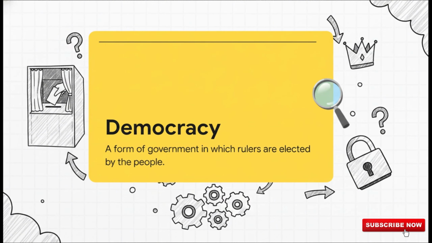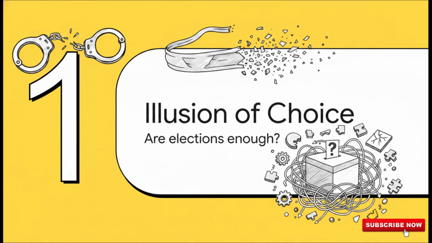Sounds pretty simple, doesn't it? You walk into a voting booth, you cast a ballot, and boom, democracy achieved. But as we're about to see, this super simple explanation is actually masking a much more complex and, frankly, sometimes deceptive reality. Section 1. The illusion of choice.